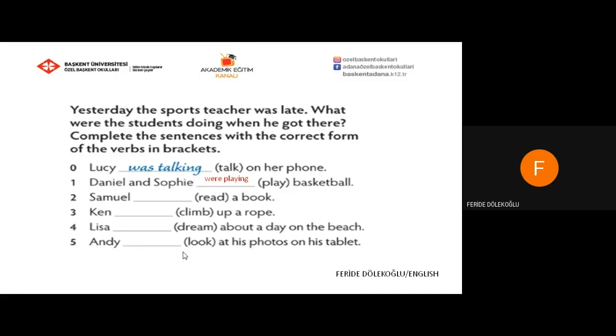In the second one, there's only one person, so the answer is was reading. Ken was climbing up a rope. Lisa was dreaming about a day on the beach. Andy was looking at his photos on his tablet.